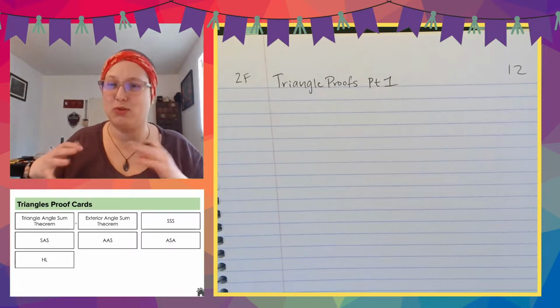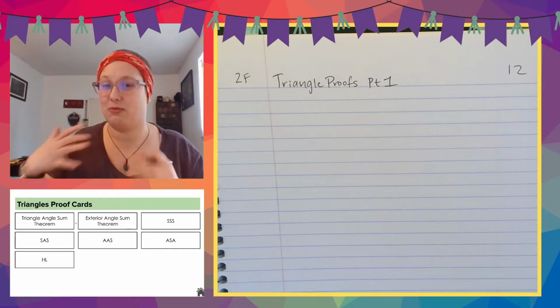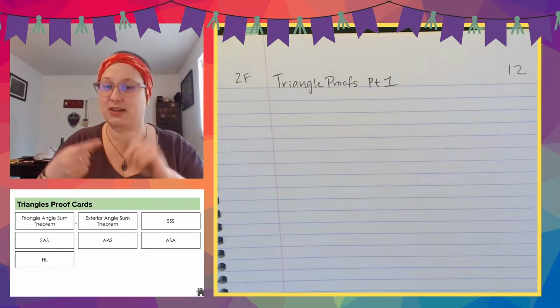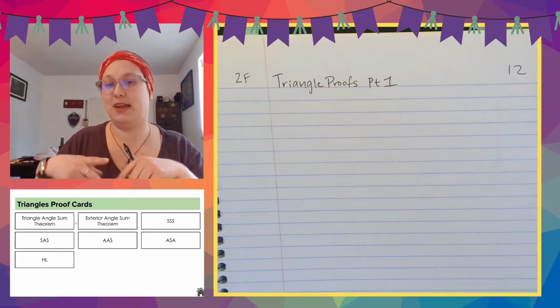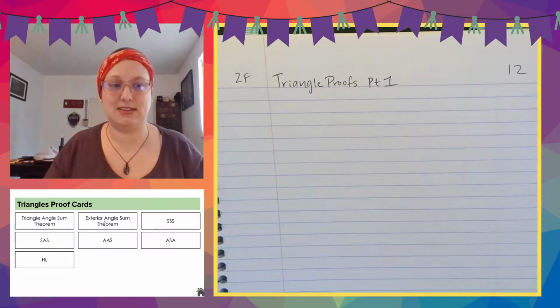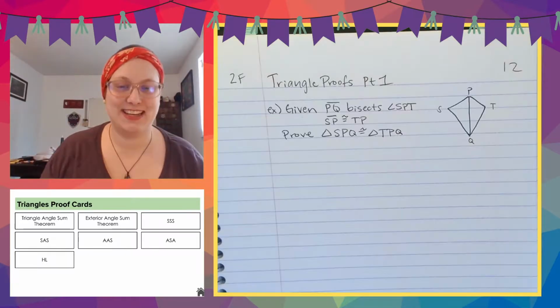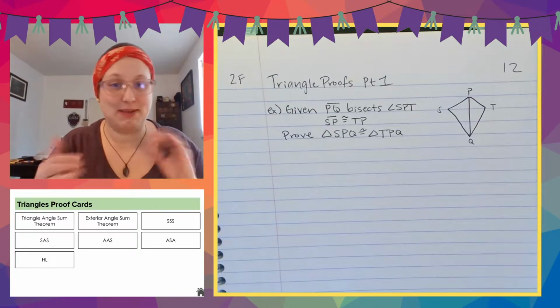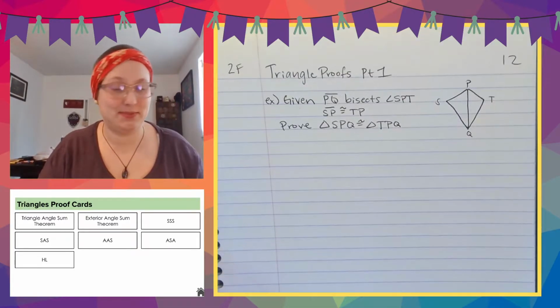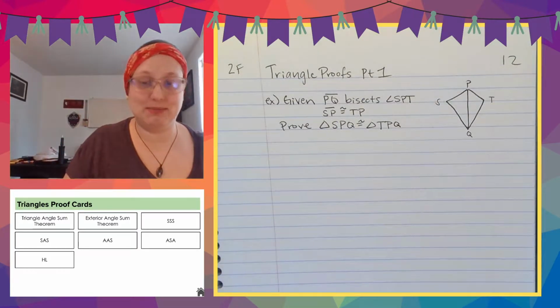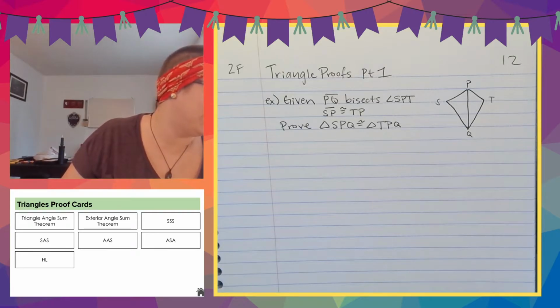So I'm going to start adding more and more things as I go. But for right now, all we're going to worry about is if there's vertical angles or a reflexive side, and then which one do we use. So let's get started. All right, pause to let you write all this down. So, okay, good job. I don't know if you're done yet or not.